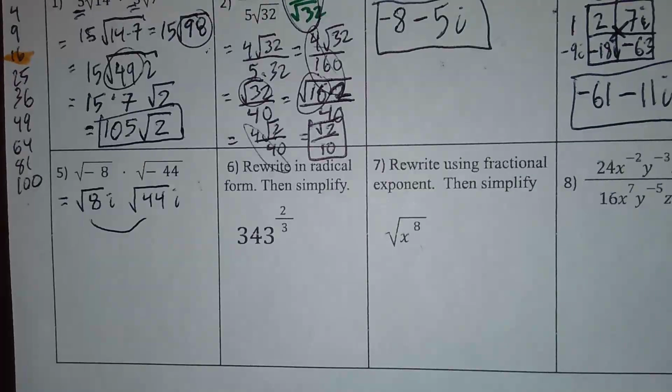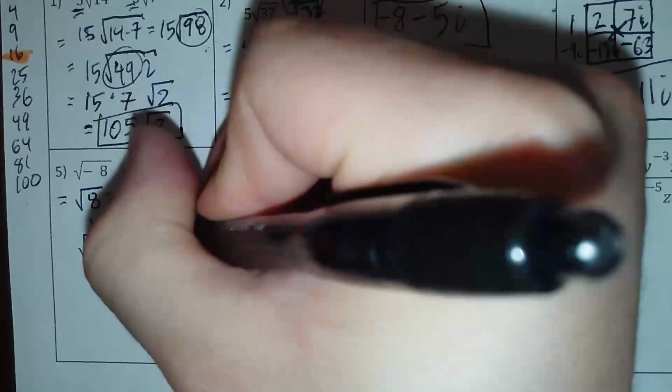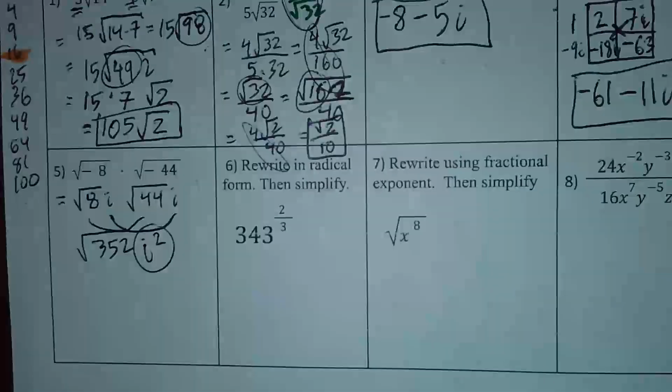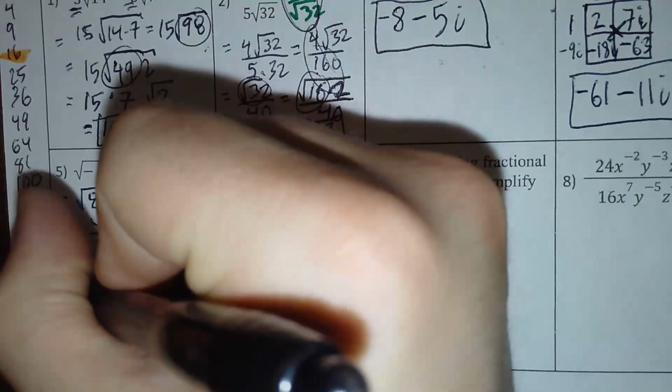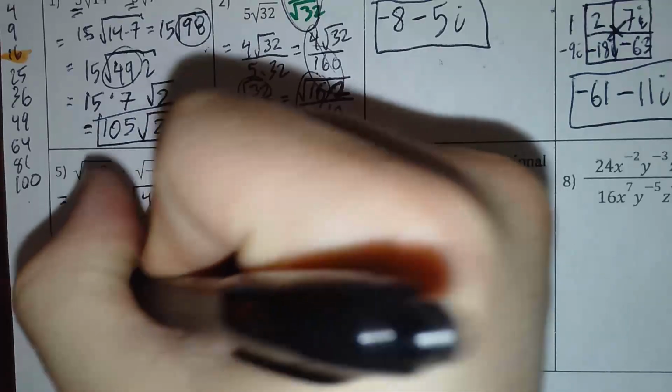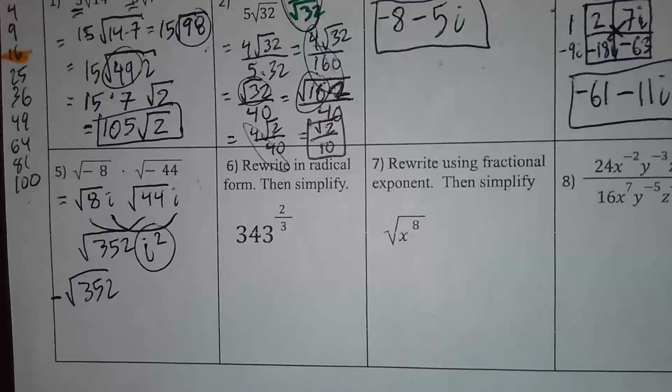Okay, combining 8 and 44. 8 times 44, the answer is 352. We get root 352, and combining i and i, we're going to get i squared. Now what is i squared? i squared is -1. So that's going to give us negative root 352.